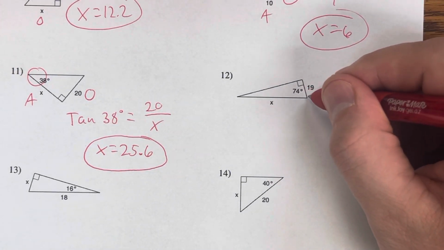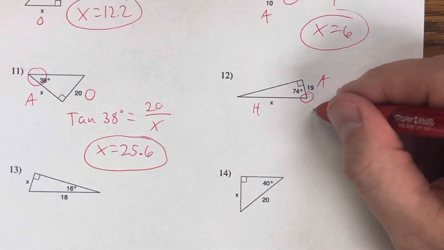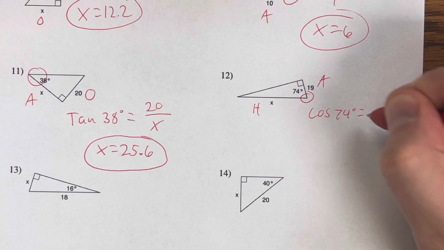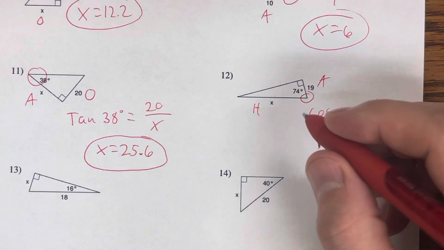Reference angle here has to be 74. Adjacent, hypotenuse, cosine. Cosine 74 equals the adjacent piece, 19 over x. When I solve, I get 68.9.